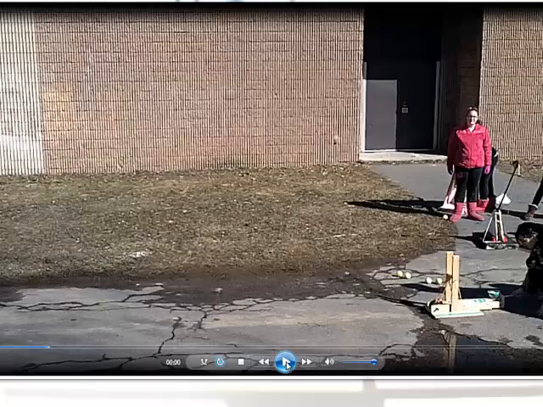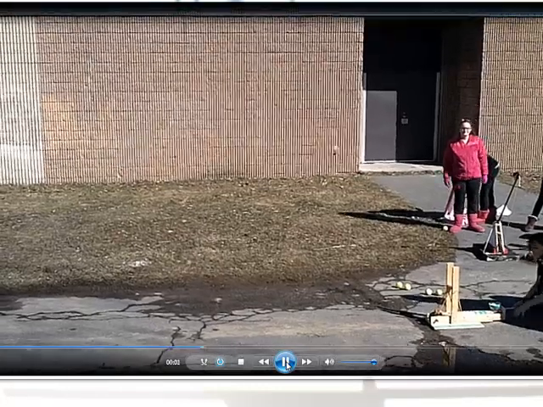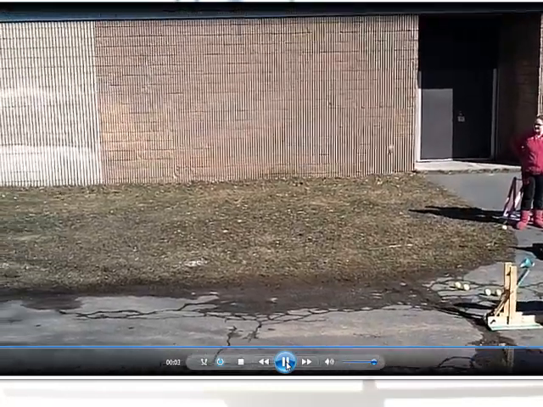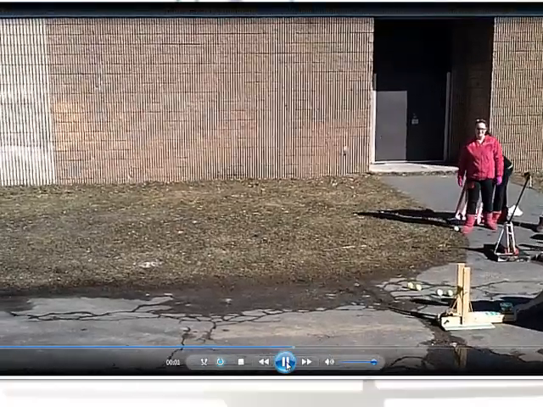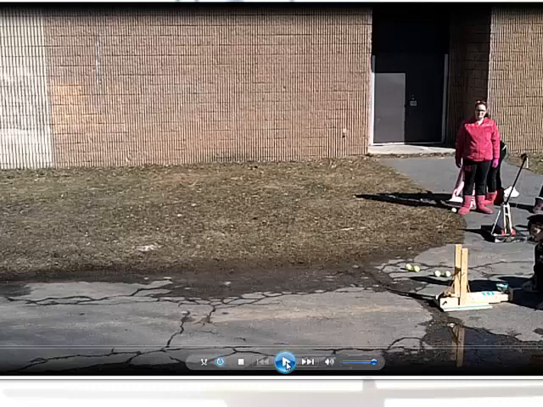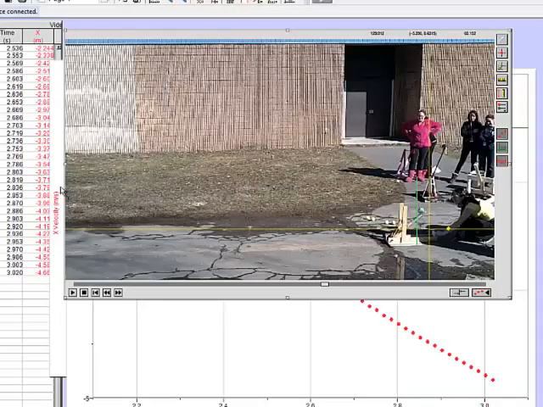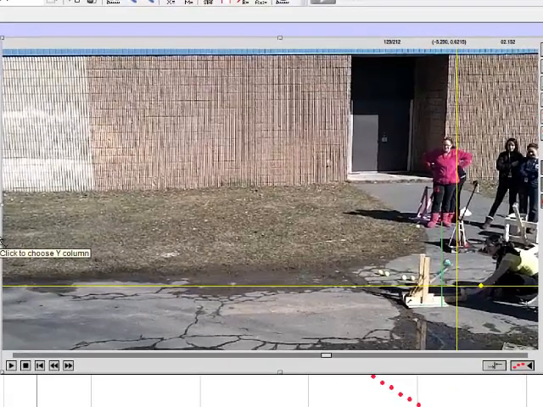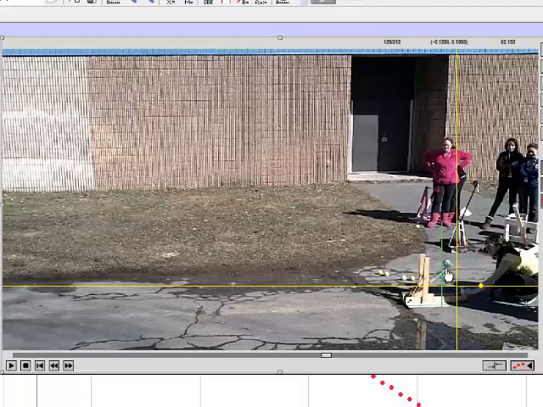Let's take one more look. You're ready. Two more looks. Okay. What we can do with a program called Logger Pro, which hopefully you guys will have by the end of the semester, is analyze the position of the tennis ball on every frame of that video. So with this program, I can slow down the video and I can mark the location of the ball throughout.